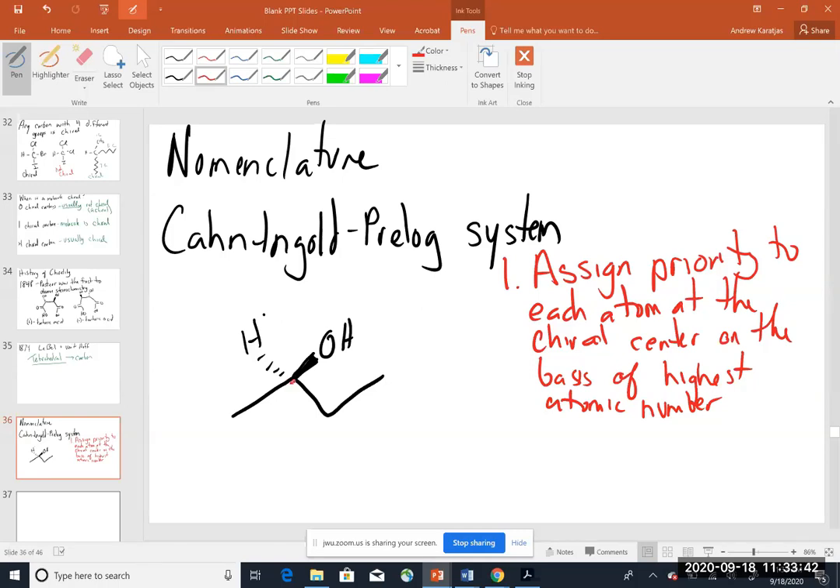So our chiral center is this center right here. It's the carbon that is attached to 4 different groups. So what is the highest priority group here? Well, we have a hydrogen, a carbon, and an oxygen. Of those 4, oxygen has the highest atomic number, and so is our highest priority. Hydrogen is going to be our 4th priority because it's the lowest atomic number.